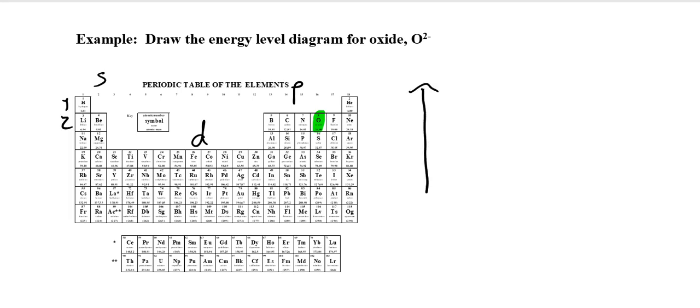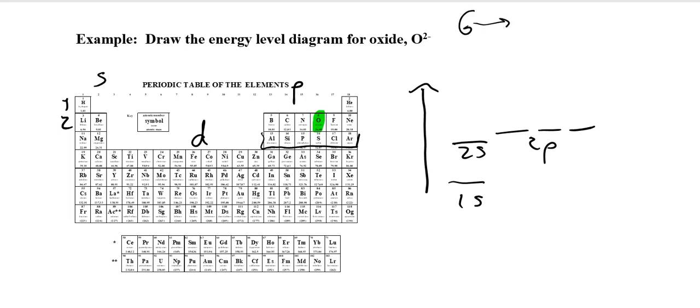Instead of 3 complete levels, we're only going to draw 2: 1s, 2s, 2p. How do you know that there are 3 orbitals in the 2p? Because in the p's, there are 6 elements, which means 6 electrons. Divide by 2, we get 3 pairs, 3 sets of 2, so 3 orbitals, because an orbital holds up to 2.